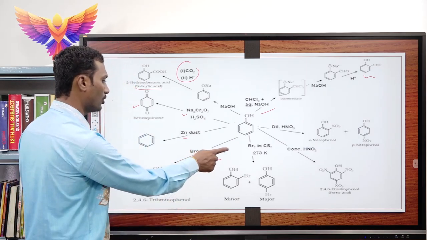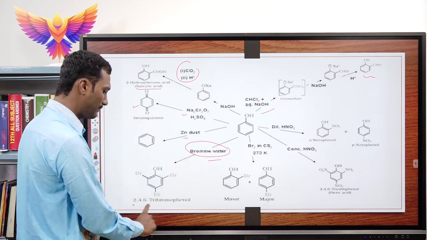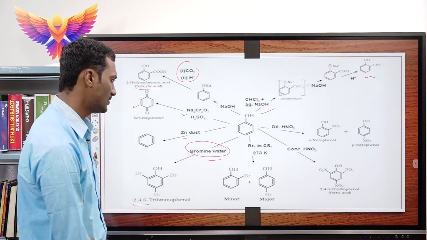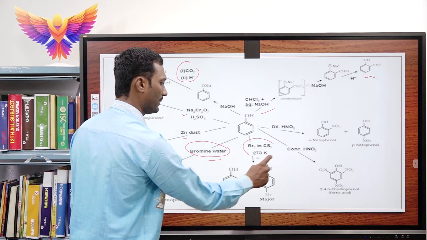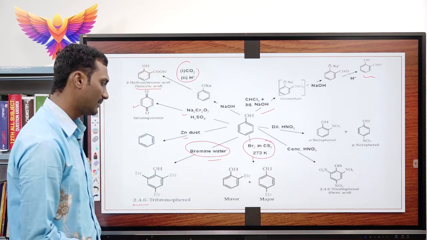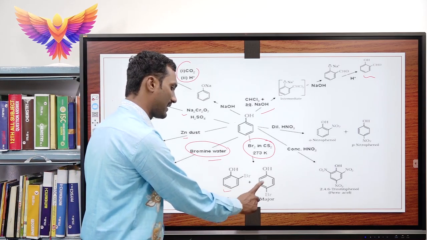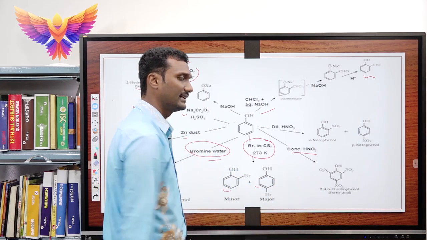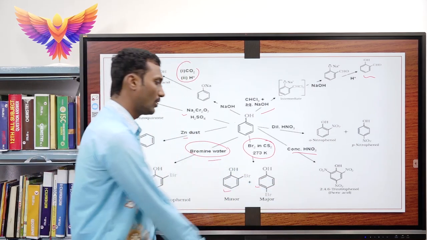But if we use bromine water, then we will get a white precipitate called 2,4,6-tribromophenol. And the next one: here we are using carbon disulfide and maintaining the temperature, and we are getting the ortho and para derivatives. Suppose if you use concentrated HNO3, we get picric acid, called 2,4,6-trinitrophenol.